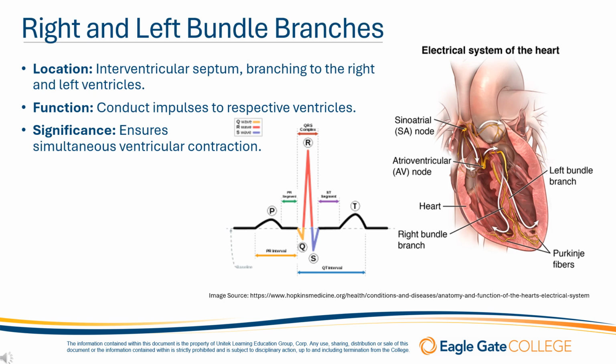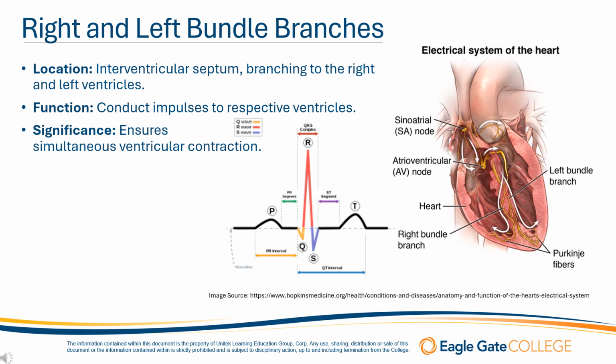The right and left bundle branches are located within the interventricular septum. Again, that wall that separates the right and left ventricles. These branches emerge from the bundle of His, which sits at the top of the interventricular septum, and then extend down the septum, branching out to the respective ventricles. The right bundle branch directs impulses towards the right ventricle, while the left bundle branch directs impulses toward the left ventricle.